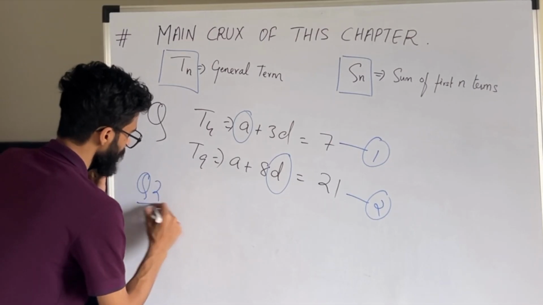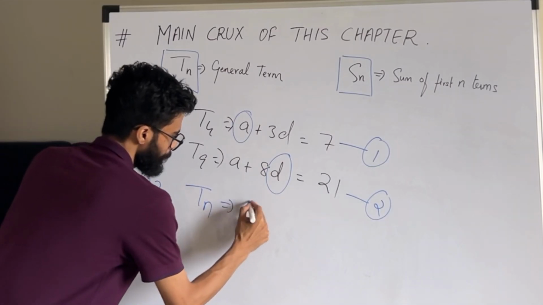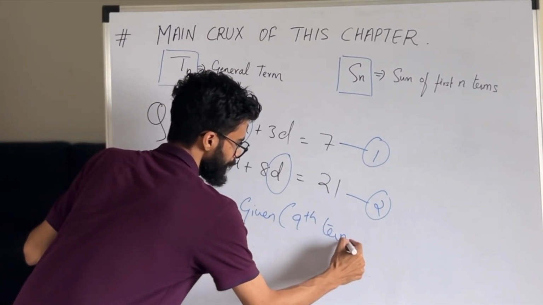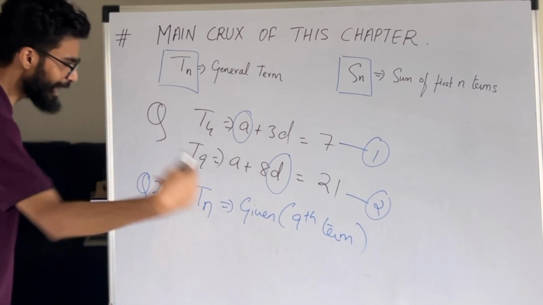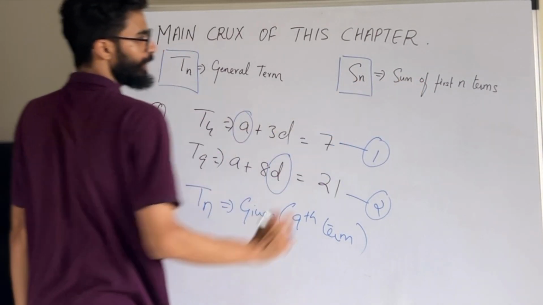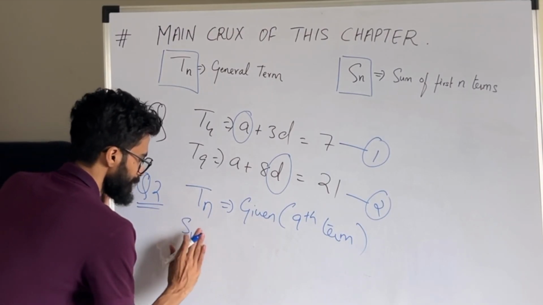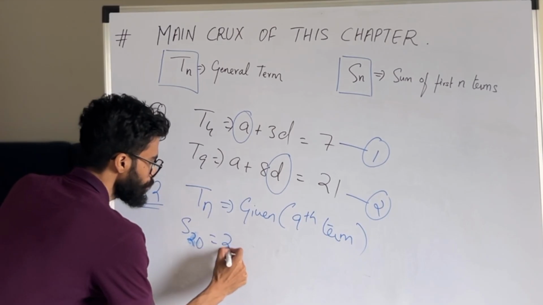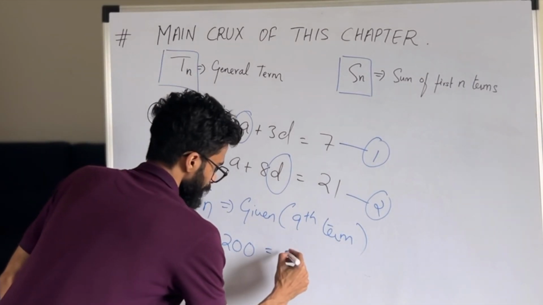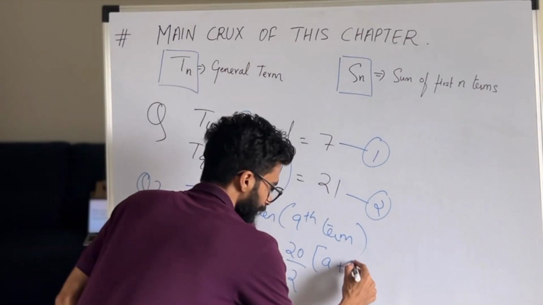What will happen? There can be one more question where they will give you one given, suppose ninth term is given, and the second given concept या फिर the second given data will be from this sum of first n terms. For example, sum of 20 terms is 200. S20 is 200. So can I say ये S20 is nothing but 20 by 2 a plus n minus 1, मतलब 19d.